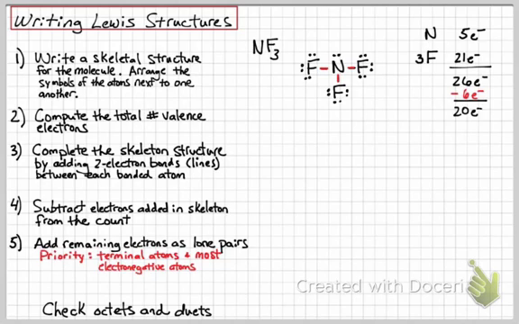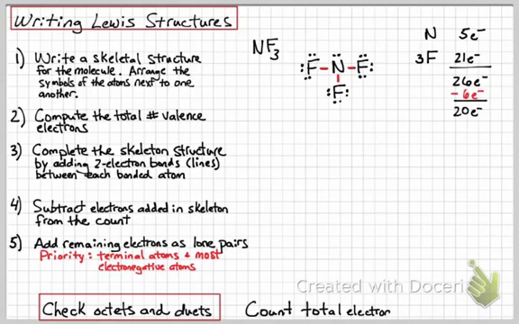Finally, we check the octets and duets. We see that nitrogen and fluorine both have a total of 8 electrons. And then as a last check, it's a good idea to just count up the total electrons on the molecule and make sure it matches the total number of valence electrons that you originally counted up. So if we look at all the electrons in the molecule, we find that this has indeed 26 electrons. And so we have the right Lewis structure. Everything obeys the octet, and our electron count matches the total number of valence electrons that we counted up in the beginning of the exercise.